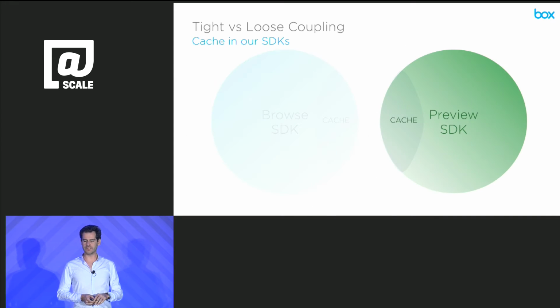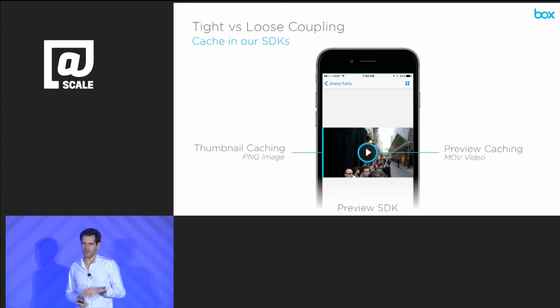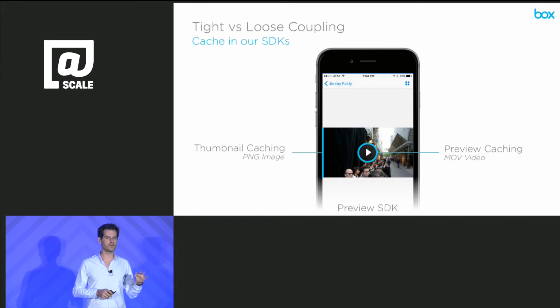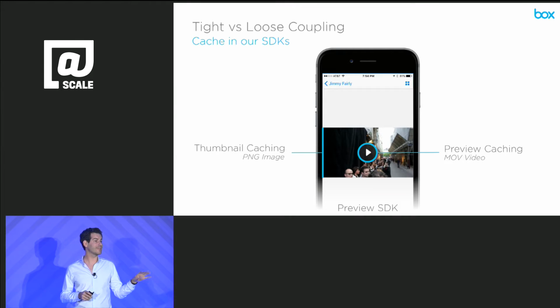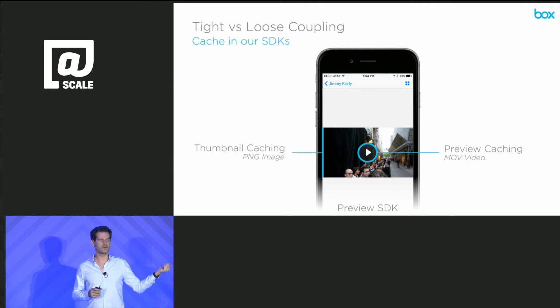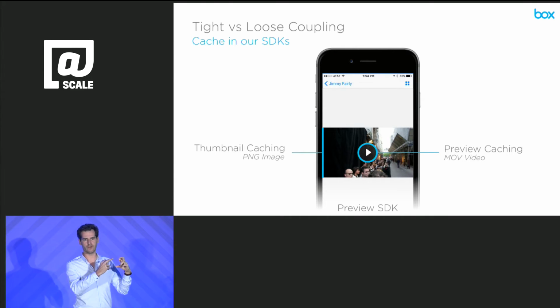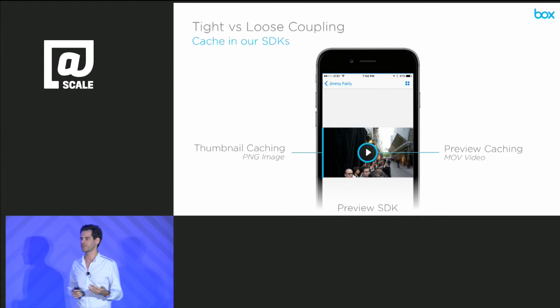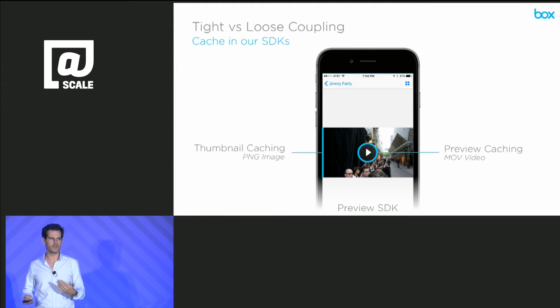Now, the preview SDK is a little bit different. The preview SDK allows you to render more than 100 types of files. And in fact, what you see is often not the file itself, but a preview representation of it. So we leverage our conversion servers. For example, when you preview this video, what you see is a static thumbnail of this video, plus a preview representation of it that is adapted to the device size and the available bandwidth on the device.